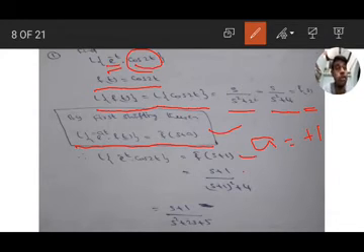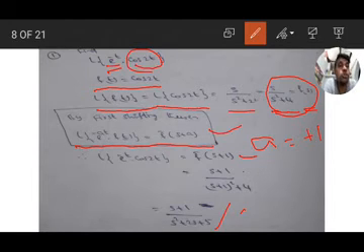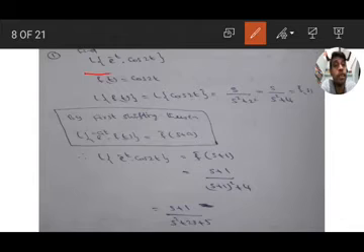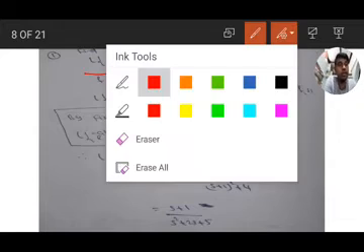F bar of s plus 1 means in the f bar of s, in place of s we have to write s plus 1. So the answer is s plus 1 by s plus 1 whole square plus 4. By simplification, s plus 1 by s square plus 2s plus 5. It is the Laplace transform of e to the power of minus t into cos 2t. So the functions which are of the form e to the power of at into f of t, we use the first shifting theorem. Okay, write down.